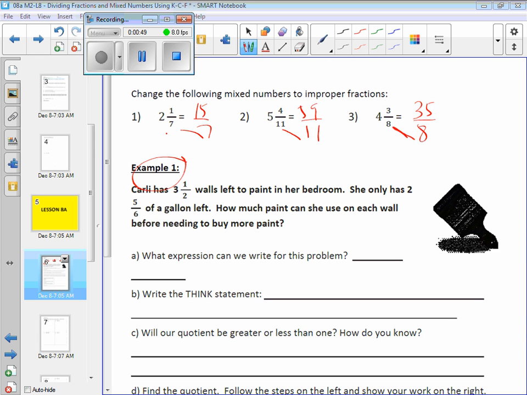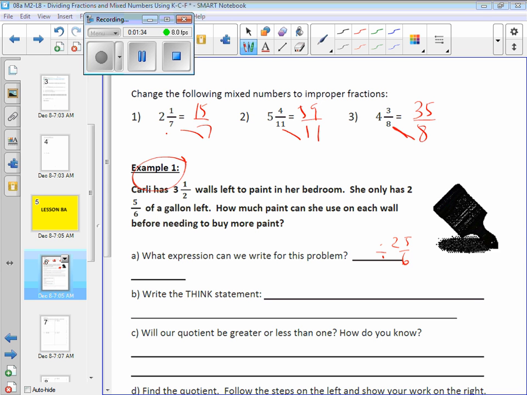Writing a division expression from a word problem. What divided by what? Phil, what do you got? I'm going to have 3 1/2 divided by 2 5/6. I'm going to have it the other way around. You've got to think: what's getting split up? The walls or the paint? The paint's getting divided. That's the paint that's getting divided.